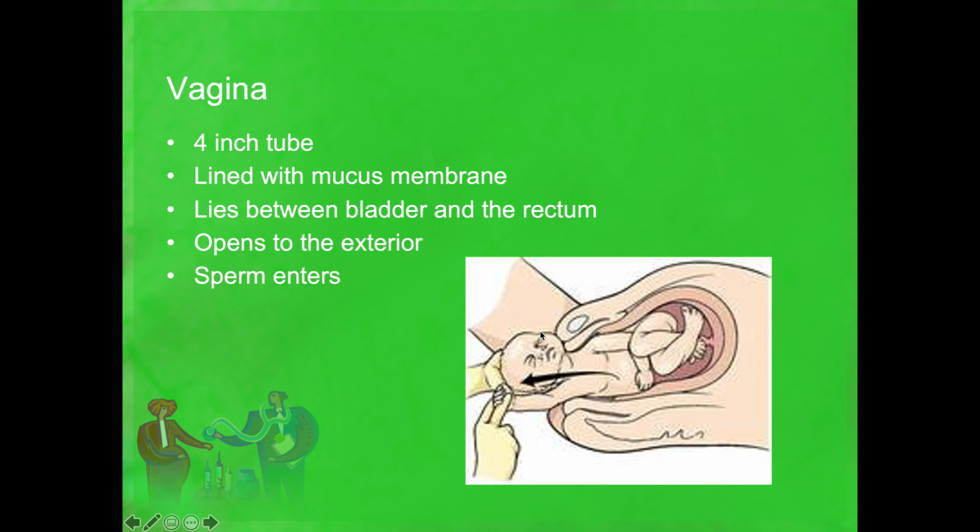Okay, the vagina is the opening to the exterior, and know that sperm enter the vagina. Now, just remember, the sperm are very alkaline, the vagina is very acidic, so the vagina is constantly trying to kill the sperm itself. So that's why 300 million have to get released, with the hope that one will make it on up there.